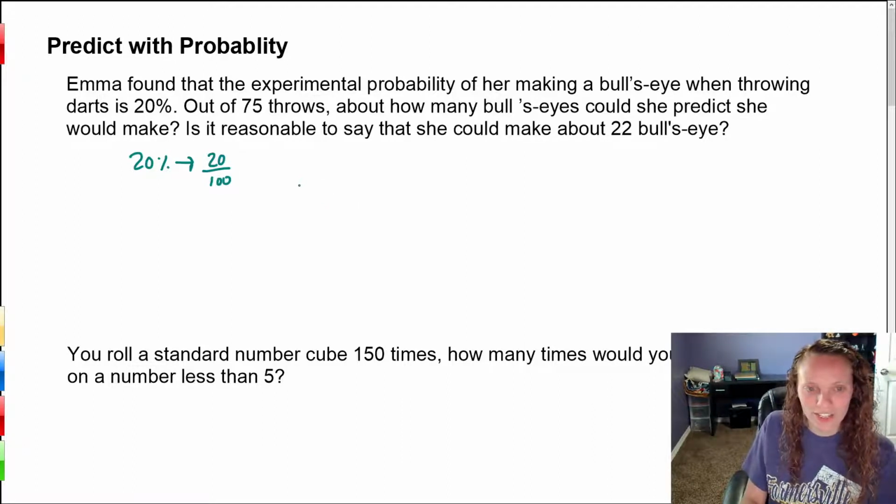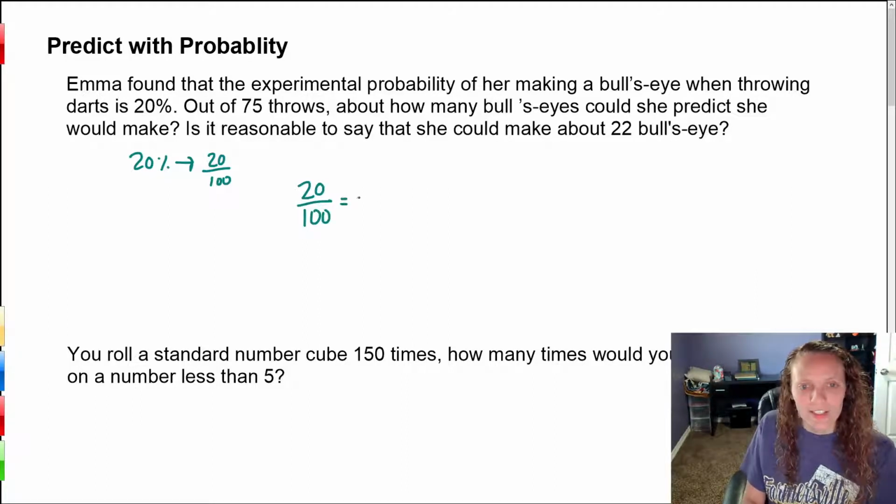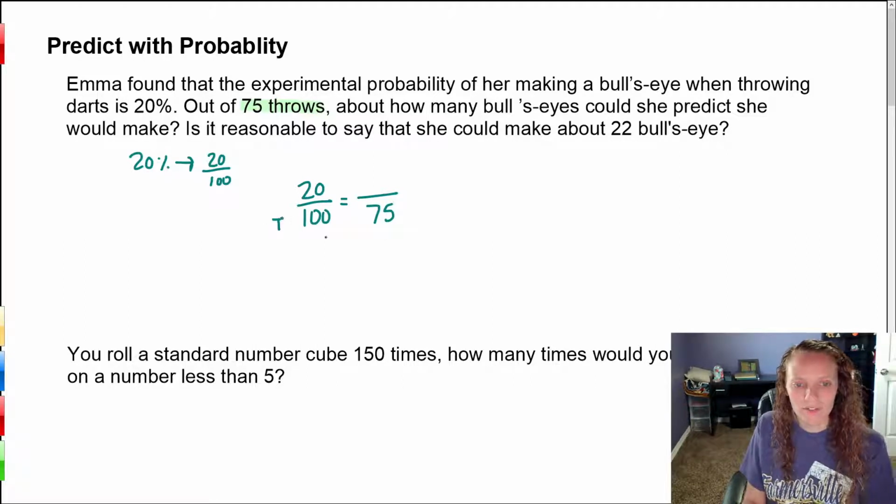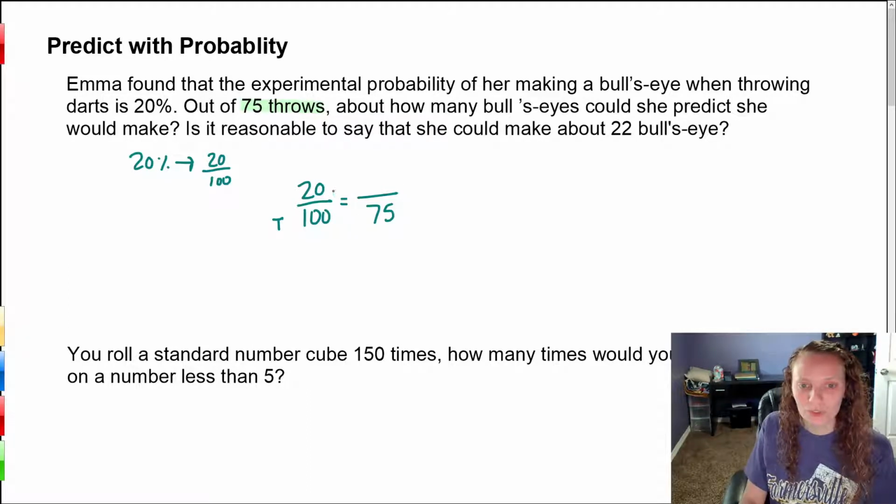So let's go ahead and set the proportion up. So 20 over 100 is equal to, and then out of 75 throws. 75 throws is the total throws that she is going to try. And so the total is going to go across the denominator. Now, in order to solve this proportion, we're going to do what's called crisscross multiply, so 75 times 20. And then we're going to take that answer and divide it by 100.